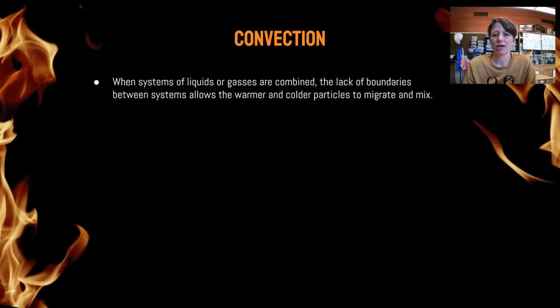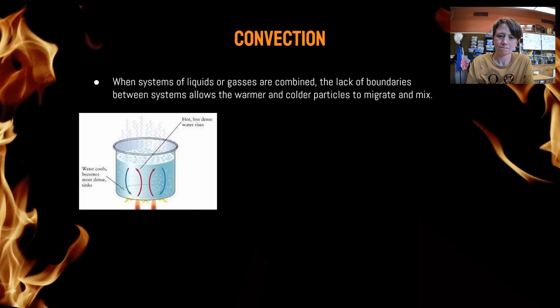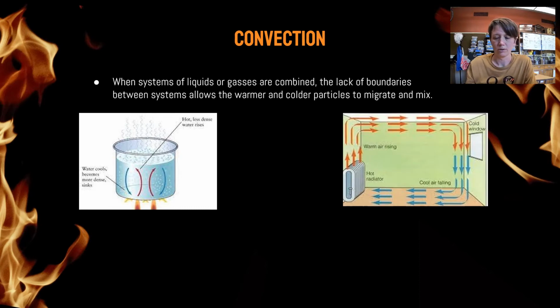Convection happens when you take systems of liquids or gases and you combine them in like a single container. And since there aren't any boundaries between the systems anymore, what happens is the warm and the cold particles move around and mix. You've seen this every time you've looked at a pot of water or your cup of coffee, right? What happens is the heat source basically gives energy to the nearby particles, and then they have more energy, which means they move faster, and so they move to a different spot in the system, and their spot kind of gets replaced with colder particles.